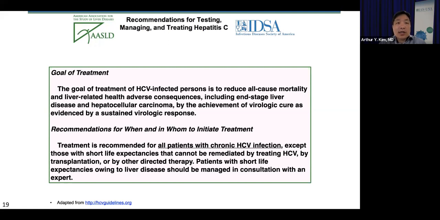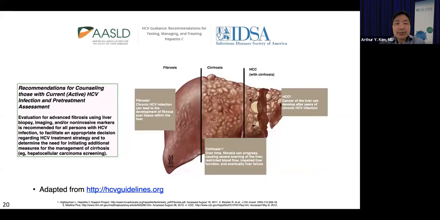Again, a pretty specialized situation, but cancer centers, people such as Dr. Thomas at MD Anderson and others, are deeply involved in it. So for patients with these short life expectancies, you can consult an expert, but if you can remediate it by liver transplantation, that's an exception to that rule. So persons who are decompensated may be eligible for treatment, and that really is a judgment call based on the transplant center and where the patient's at.